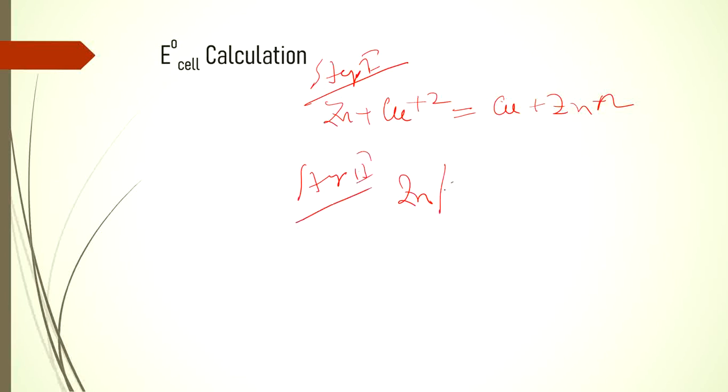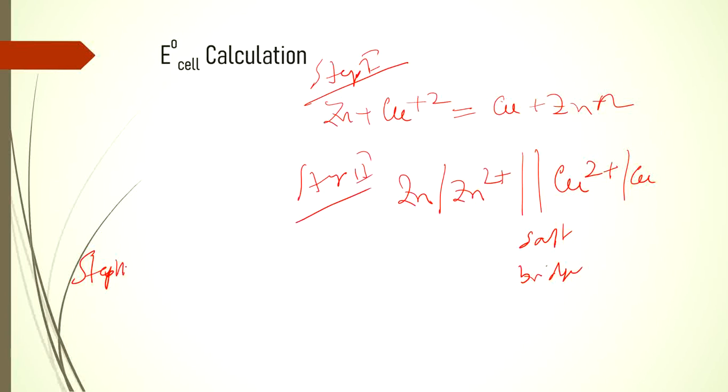was zinc by zinc 2 plus in the left hand side, that is the anode side. Middle one was the salt bridge, right? And the right one was the copper 2 plus by copper. This is basically the cathode where the reduction process is going on. So now here we will do the step 3. So step 3 would be the E0 cell calculation.